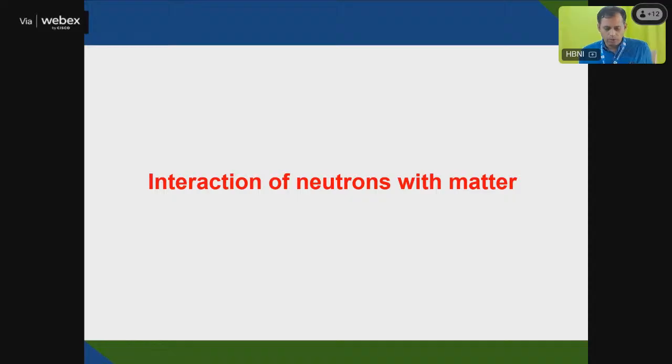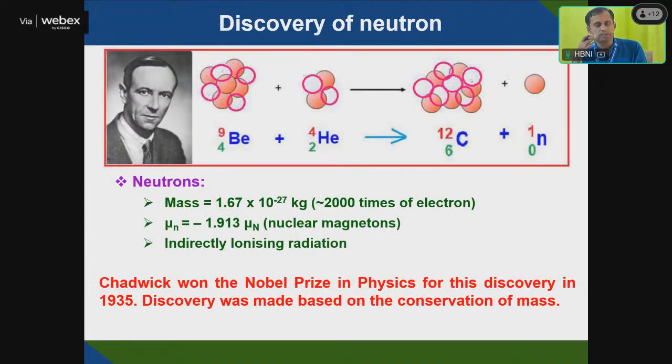So now we discuss the interaction of neutrons with matter. So far we saw that when X-ray or electron interact with matter, in both cases there will be some loss, elastic or inelastic, in case of scattering. Similarly, in case of neutron, it also interacts with the matter.